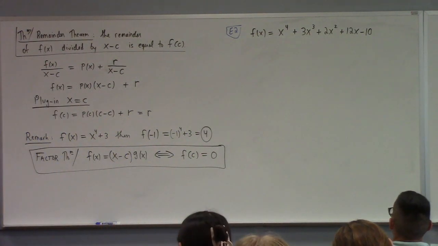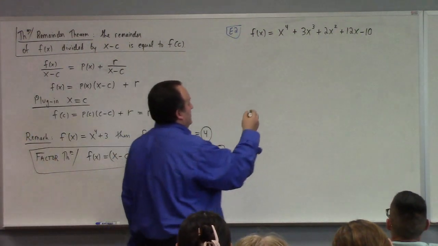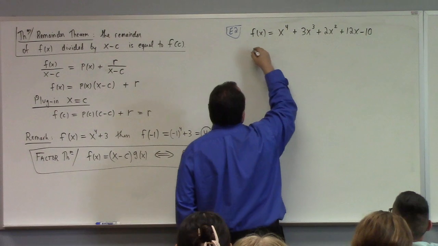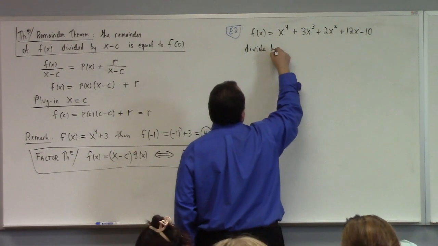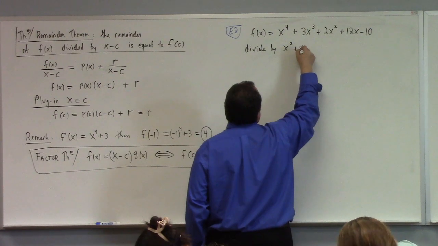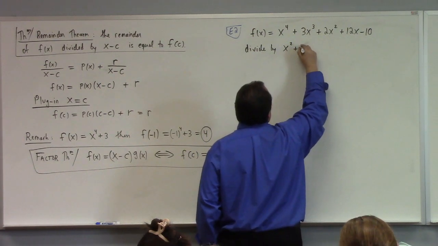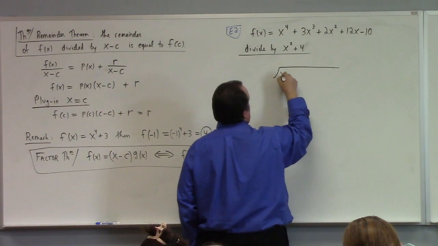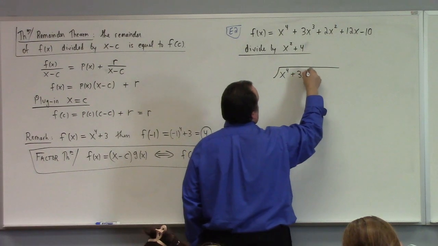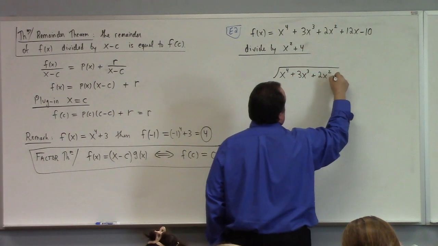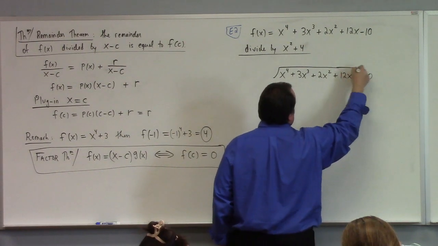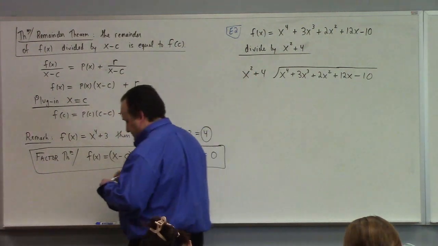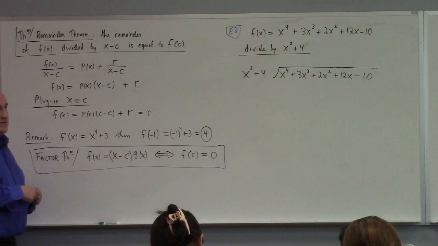Let's go ahead and try to work out dividing this. Let's calculate how to divide this by x squared plus 4. Let's do that, see what happens for us, okay? See what we get. Okay, so I'll start us out. We've got x to the 4th plus 3x cubed plus 2x squared plus 12x minus 10, and I'm dividing x squared plus 4 into this. All right. So you guys get me started. What do I start with here?